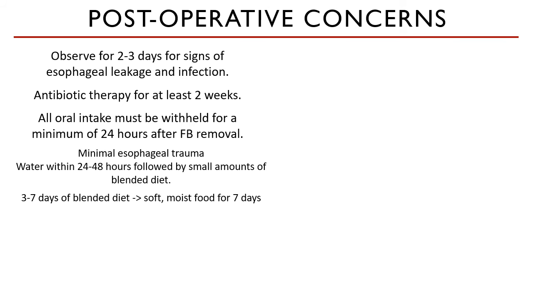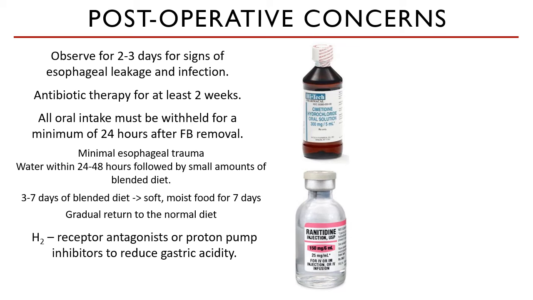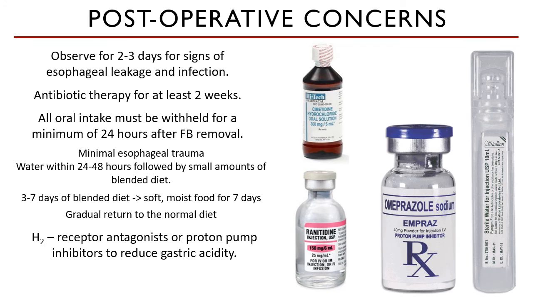food and water. Administration of H2 receptor antagonists and proton pump inhibitors aim to reduce gastric acidity to control vomiting and to prevent more damage to the esophageal mucosa lining. Examples of H2 receptor antagonists would be cimetidine, ranitidine, famotidine, and examples of proton pump inhibitors would be your omeprazole, pantoprazole. Analgesics, as a routine, are always indicated for post-operative pain management.